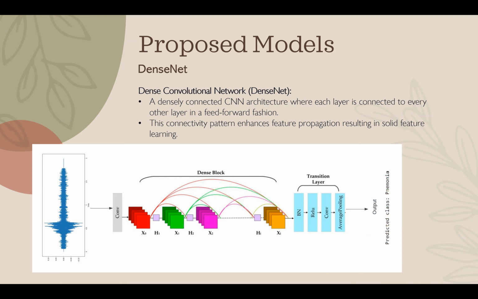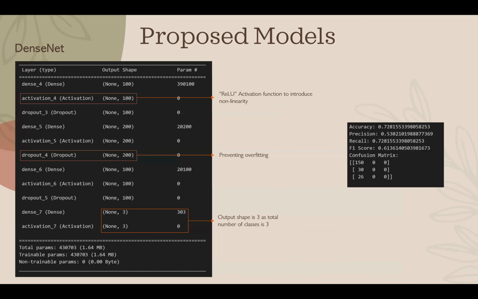At first, DenseNet, a densely connected CNN architecture where each layer is connected to every other layer in a feed-forward fashion. This connectivity pattern enhances feature propagation, resulting in solid feature learning. Here in this picture, we are passing input as audios, followed by dense blocks and transition layers, and we are predicting output as pneumonia. Next slide, please.